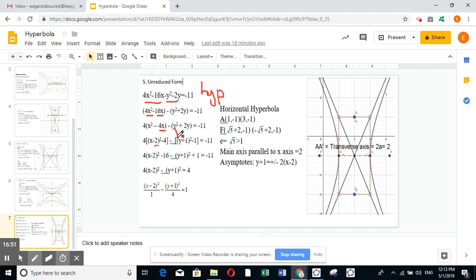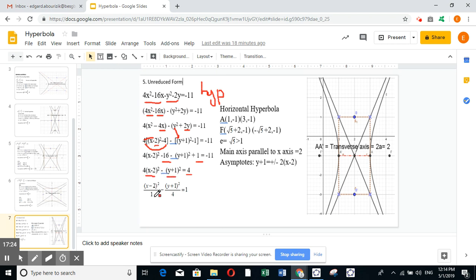Y squared will be y. I have a plus, I put plus. I divide the coefficient of y by 2 like I did here. So 2 divided by 2 is 1. I always put minus, and I square this number here. I have 1. Now I expand using the distributive property. So 4 times (x minus 2) squared, minus 4 times 4 is 16, minus (y plus 1) squared, minus plus 1 equal minus 11. I take these to the other side. I get 4. To finish, I need to write it equal to 1, so I divide everything by 4.